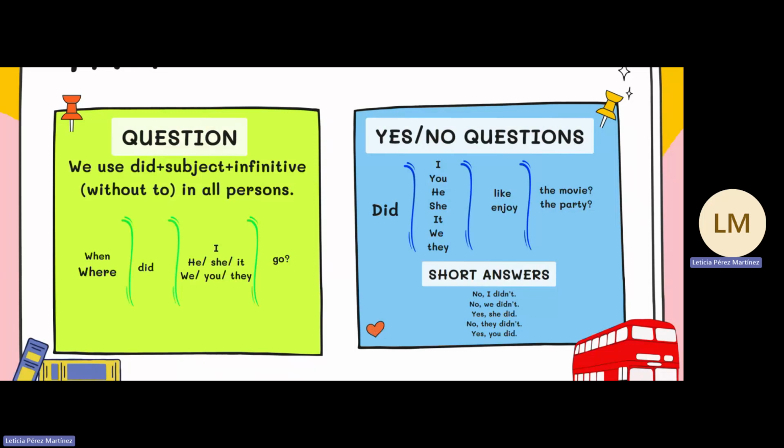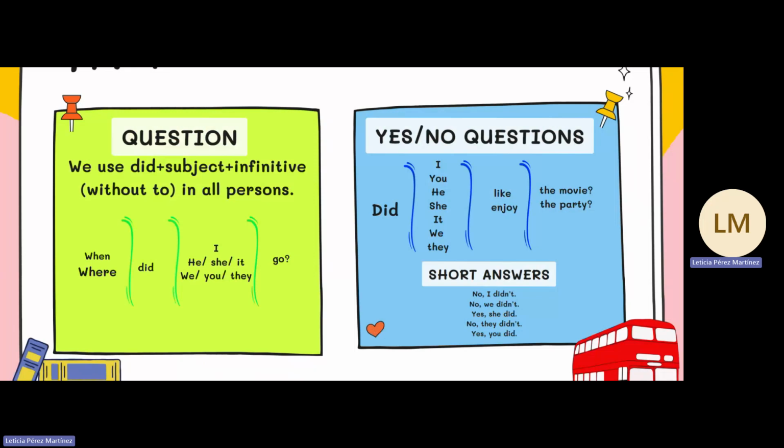Okay, I want to point out here that when we are talking about a yes, no question, it's because we are just going to use the auxiliary did at the beginning of the question, because it's a question that I'm going to answer only with yes or no. For example, here, did I like the movie? Did you like the movie? Did he like the movie? Did she like the movie? Did it like the movie? Did we like the movie? Did they like the movie?